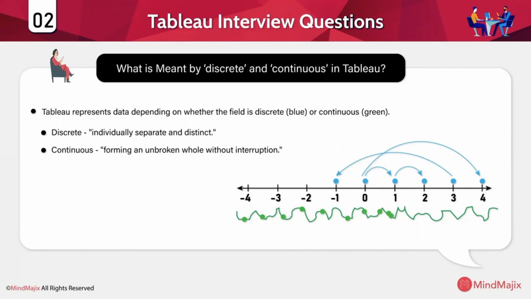But what is continuous? Continuous forms an unbroken whole without interruption. For example, you can consider age a continuous type of thing. Year, like 2001, 2, 3, 4, like that. Date: 1, 2, 3, 4 up to 30, then again it starts from 1, 2, 3 up to 30, like that. So that's how you can understand the meaning of discrete things and the meaning of continuous things.